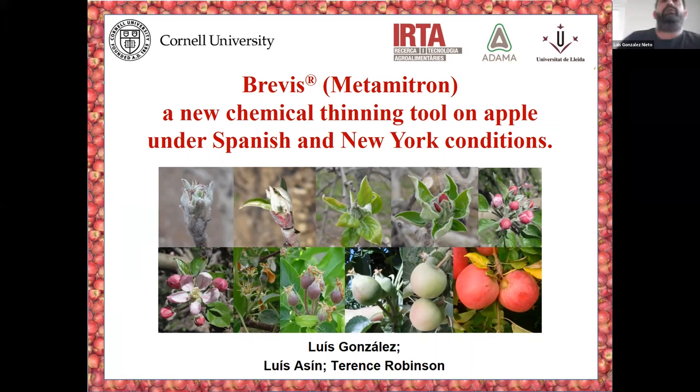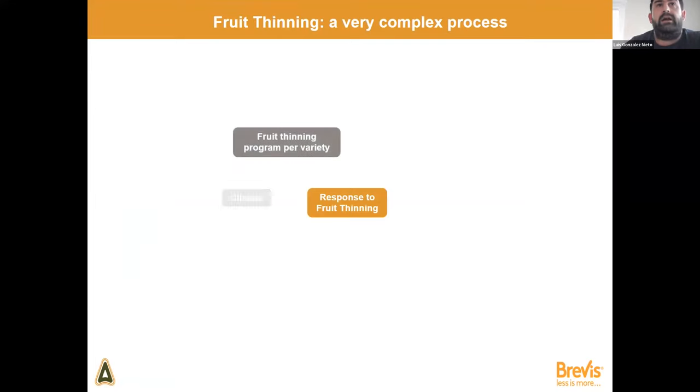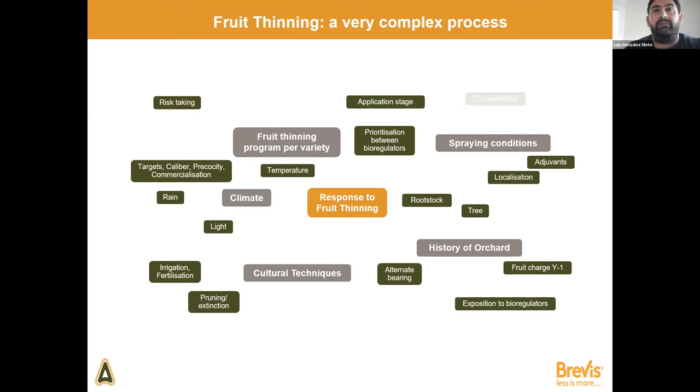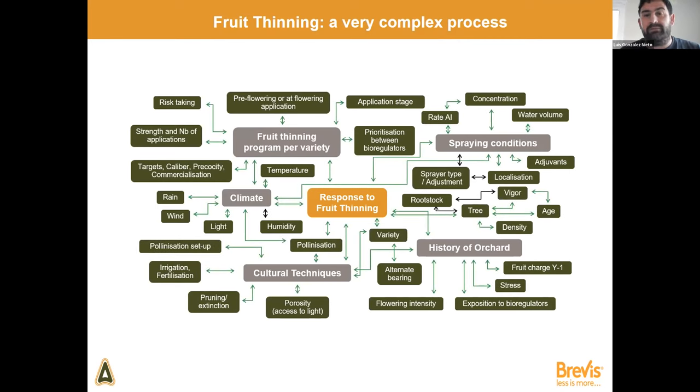Good afternoon, everyone. I will talk about trials of Metamitron in Spain and New York. First, I want to show this slide because fruit thinning is a very complex process. The efficiency of fruit thinning can be influenced by the cultivar, the climate conditions, the cultural techniques, the history of the orchards, and the spraying conditions. There are a lot of factors that can influence the efficiency of fruit thinning, and it's a very complex process.